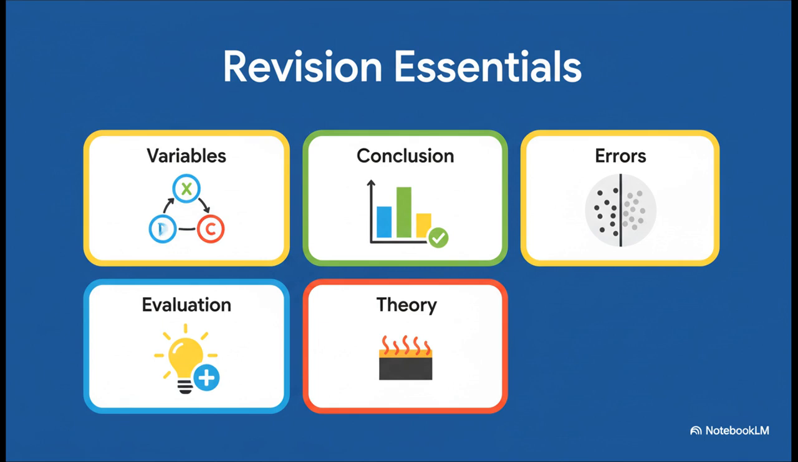Third, errors. Know the difference between random and systematic. Fourth, evaluation. Be ready to suggest simple improvements, like using a lid or doing repeats to find a mean. And finally, the theory. Always link everything back to that key idea of thermal conductivity. Good insulators have low thermal conductivity.